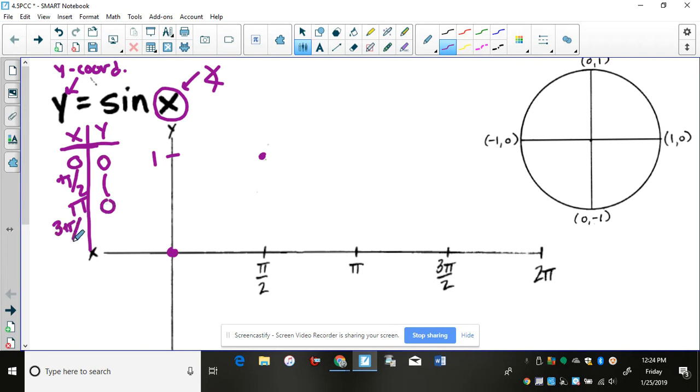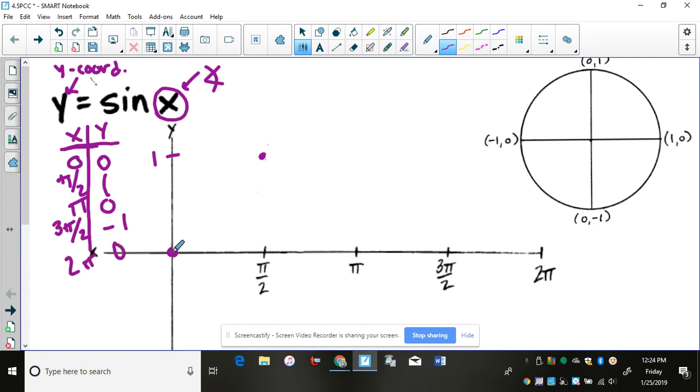Then we move around to 3 pi over 2. Here's 3 pi over 2. At 3 pi over 2 radians, the y coordinate is -1. So again, I'm taking this and putting it in here. The sine of 3 pi over 2 is the y coordinate at 3 pi over 2, which is -1. And then lastly, we use 2 pi, and we're going to get the same answer we got up here.